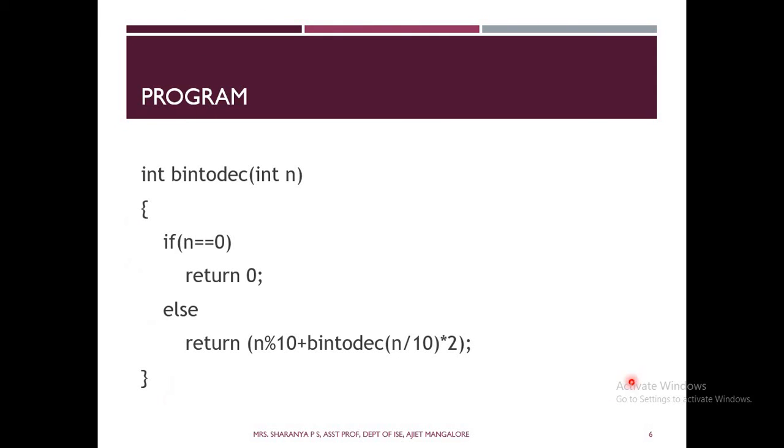This is a function that we use. Since it returns a value, the return type of this function is integer, binary to decimal, and it takes the n variable. This is where it holds the binary number entered by the user, and checks whether n is equivalent to 0. If so, it terminates with the value 0. Else, it keeps performing the recursive function call.